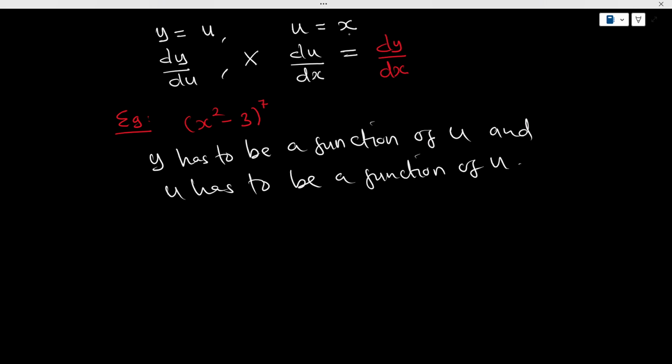It means you're going to have y equals u, and we need to have another function, u equals x. So you can tell here, because we have x squared minus 3, we can call this one u. So you can say, let u equal x squared minus 3.